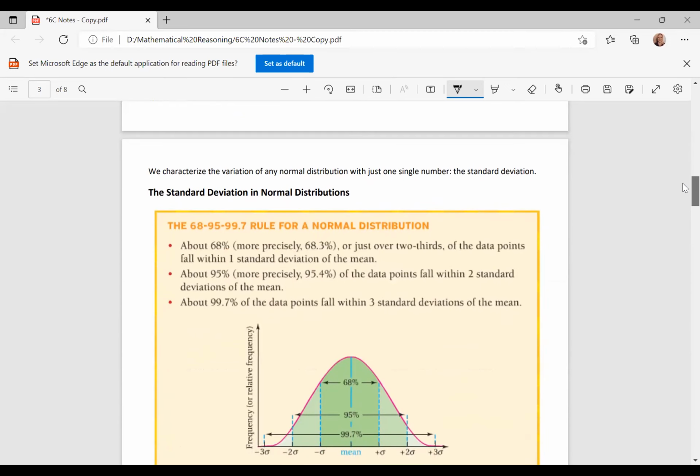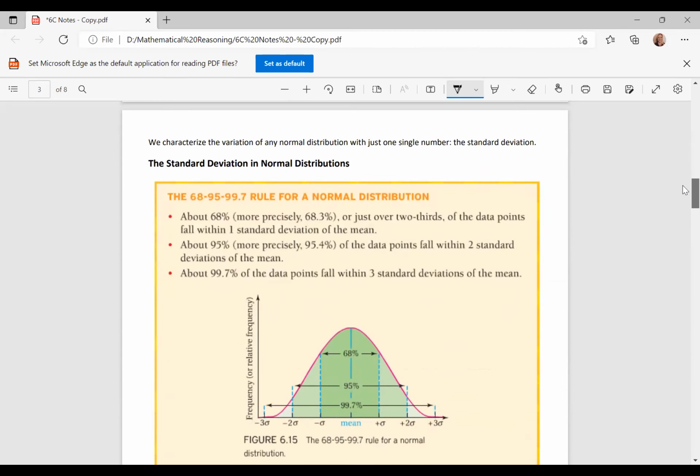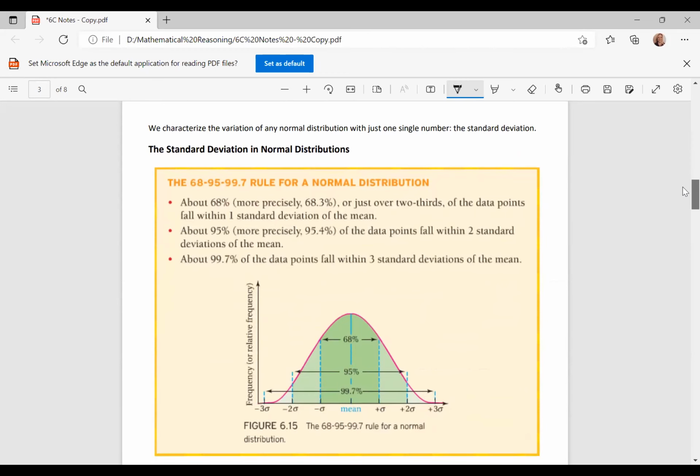We characterize the variation of any normal distribution with one single number, and that's called the standard deviation. There is a very important rule called the 68, 95, 99.7 rule for the normal distribution. What this rule means is that about 68%, or to be really precise, 68.3% of the data points fall within one standard deviation of the mean. We're going to go over this in more detail in just a second.